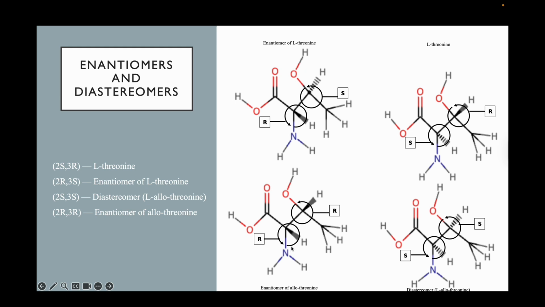For the enantiomer of L-threonine, it first starts off as S and then becomes R because both H's are on the wedge, so both of them become R. And then for the diastereomer, same story. Both hydrogens are still dashed, therefore both of them stay as S.